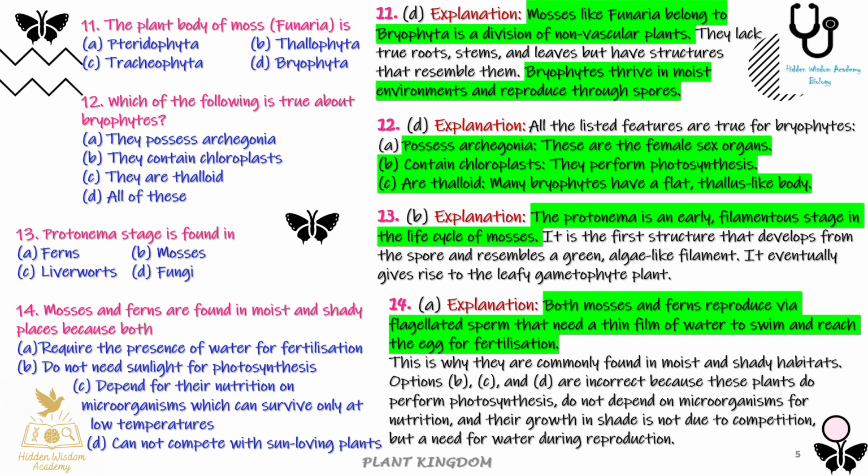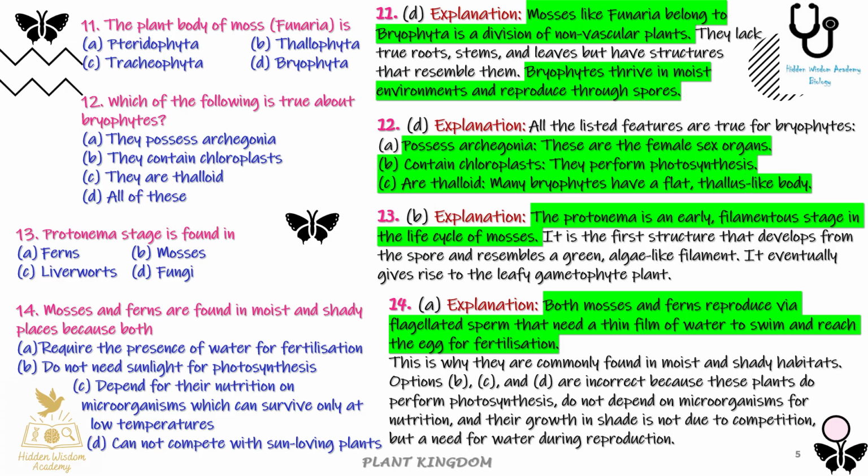Question 13. Protonema stage is found in. Option A, ferns. Option B, mosses. Option C, liverworts. Option D, fungi.